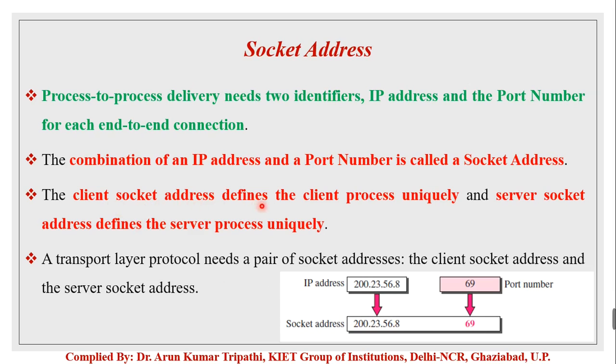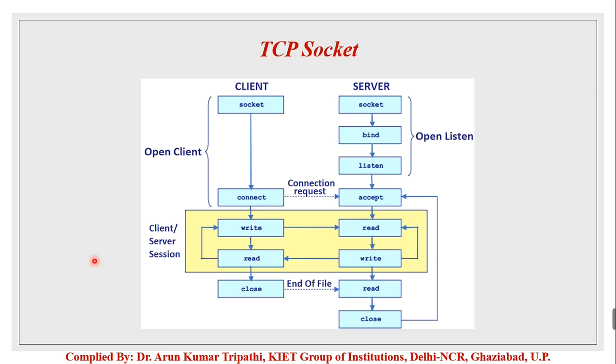The client socket address defines the client process uniquely, and the server socket address defines the server process uniquely. A transport layer protocol needs a pair of socket addresses, that are the client socket address and the server socket address. This can be easily understood with the help of the TCP socket. Suppose that a number of clients want to communicate with connection-oriented services to the server. So that means they want to communicate using the TCP socket.